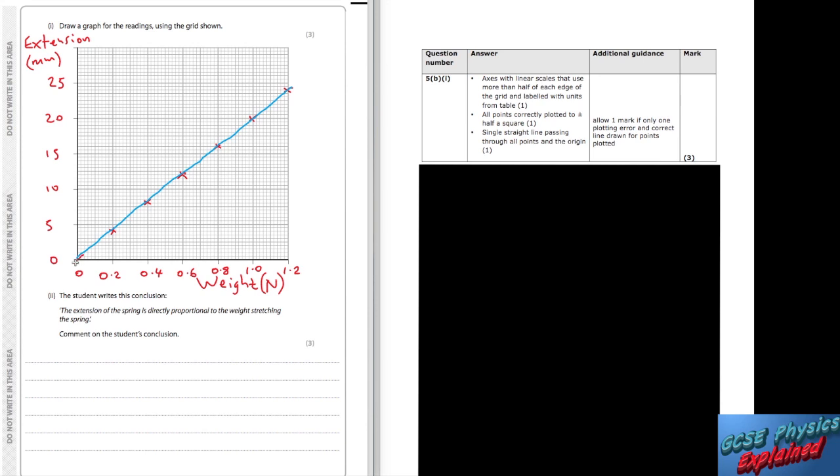Obviously, if the weight is 0, then the extension is going to be 0. The student writes this conclusion: the extension of the spring is directly proportional to the weight stretching the spring. Comment on the student's conclusion.